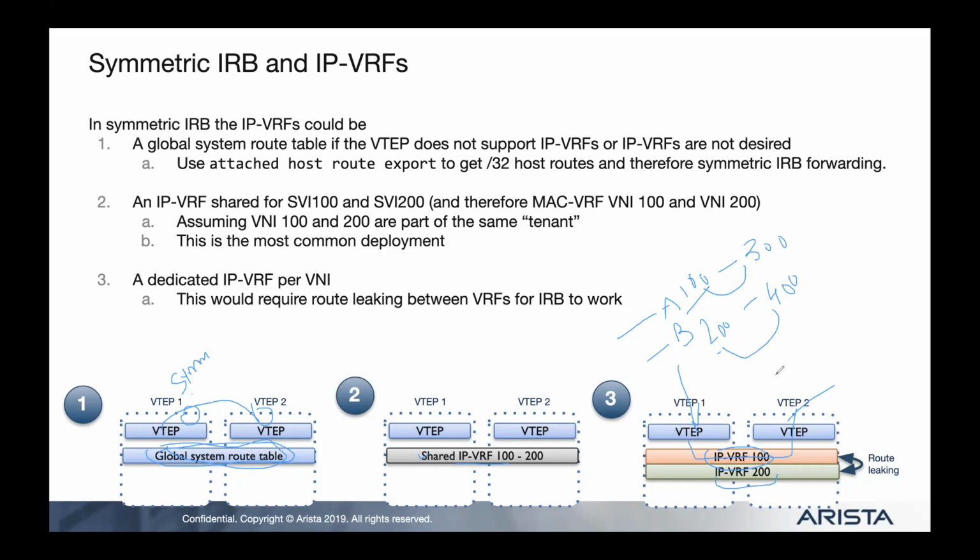With this scenario, if needed, you might have to do route leaking between these two VRFs if required. Or even, in fact, you can have a separate VRF for each VLAN. That is also possible. So let's say you want to communicate between VLAN 100 and 200, then you can have VRF A for 100 and VRF B for 200, and you can make it work. So these are three different ways we can achieve symmetric IRB.